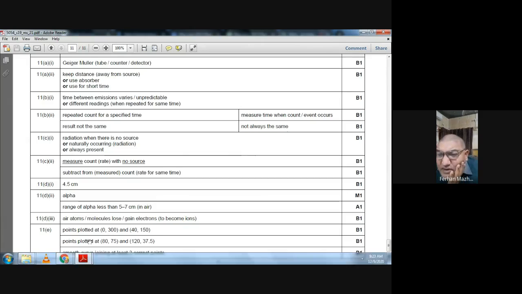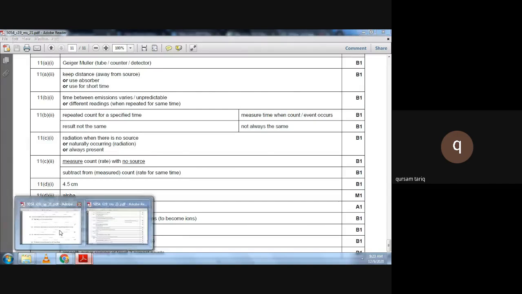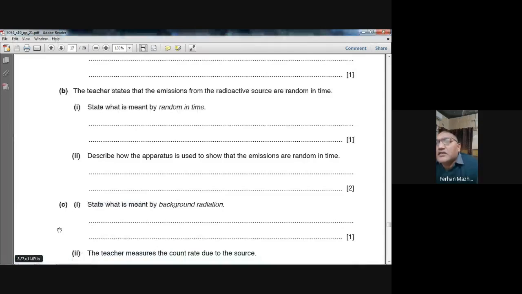Have you written the answer? Yes. Okay, so what's your answer? Radioactivity is a random process. You cannot predict which atom will decay at this particular time.